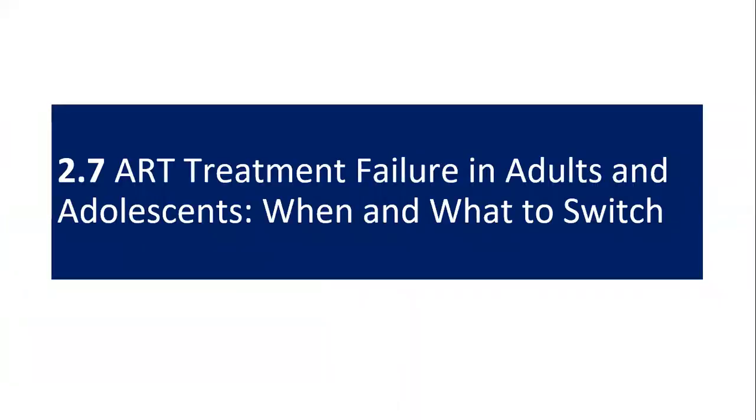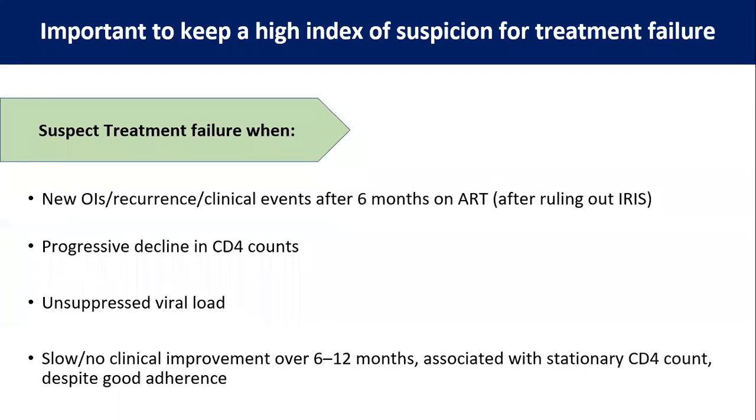Now let us discuss treatment failure in adolescents, when to switch and what to switch. So how do we suspect it? We suspect it with the occurrence of a new OI or recurrence of a previous OI or clinical event after 6 months of ART, after ruling out IRIS, and progressive decline in CD4 count. And if the viral load is unsuppressed, that is more than 1,000 copies per ml, and there is slow or no clinical improvement over 6 to 12 months of ART associated with a stationary CD4 count despite good adherence, that is more than 95%.